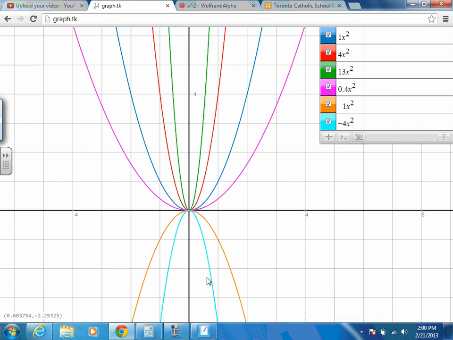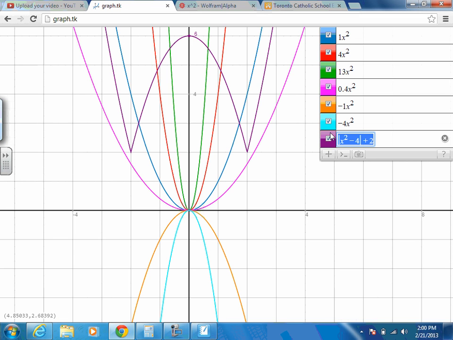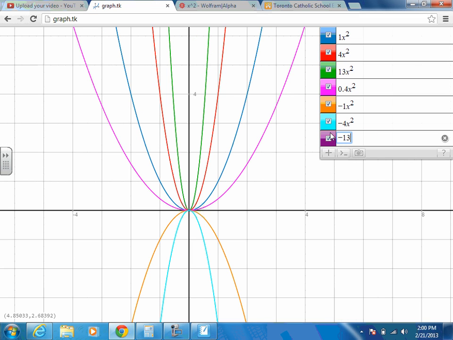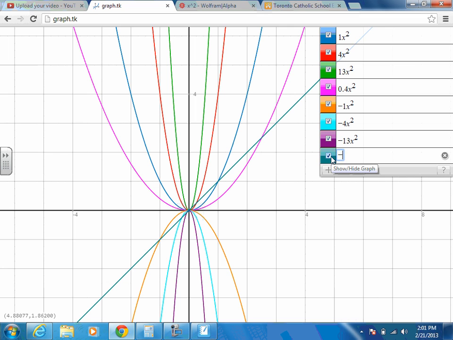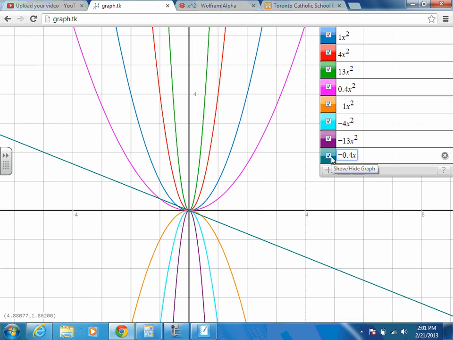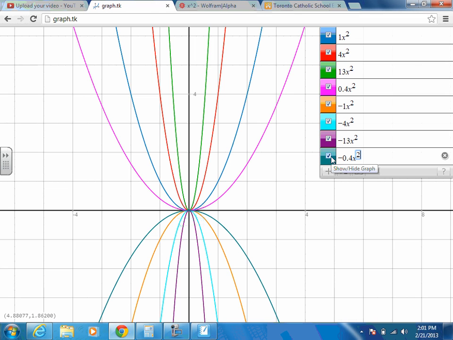The same idea is going to happen with our 13 if we do negative 13. Negative 13 x squared. Okay? Again, it's made it even thinner. All it's doing is the negative value is making it face downwards. Okay? And finally, if we do negative 0.4, will it become wider or thinner? That's right. It's going to become wider and face downwards. Okay? So, between 0 and 1 makes things wider. Greater than 1 makes things thinner. And anything negative makes it face downwards. That's the pattern we've just discovered with our A.